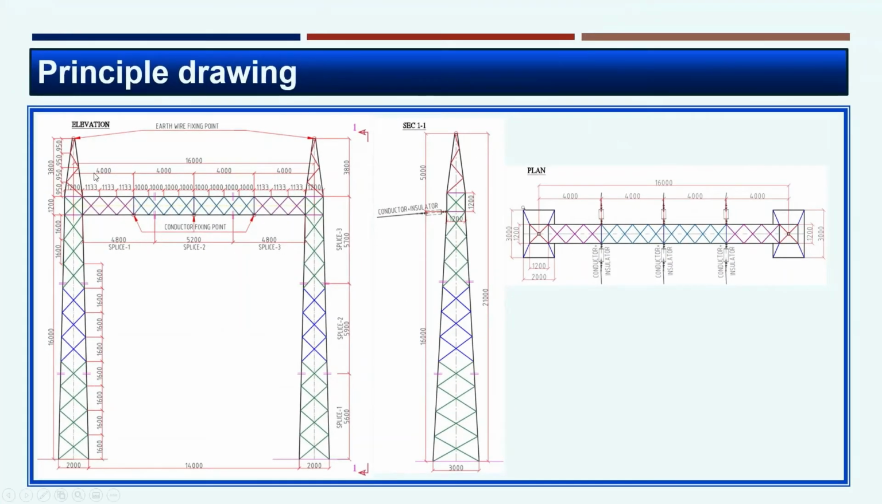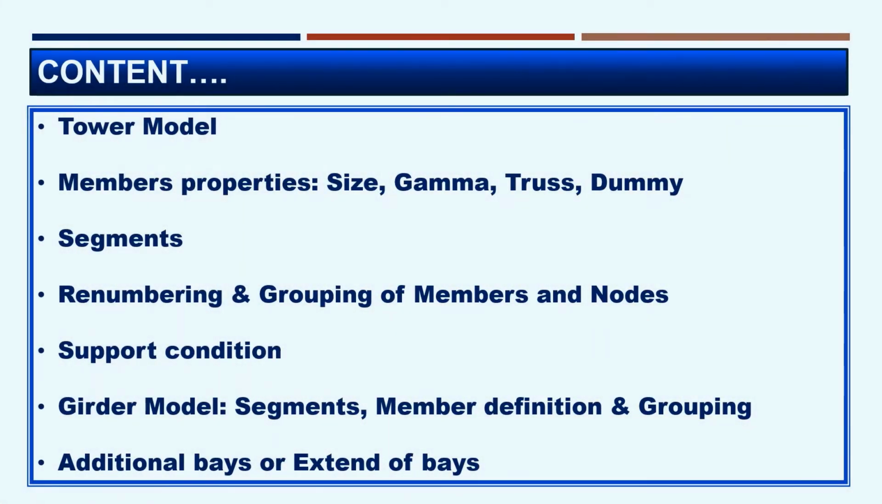So these are the general principle drawings which we are going to use for modeling in STAAD. These are the contents of this video which we are going to look at. Number one is a tower model, which we are going to make by creating the axis of the tower based upon the picture which we had seen earlier.